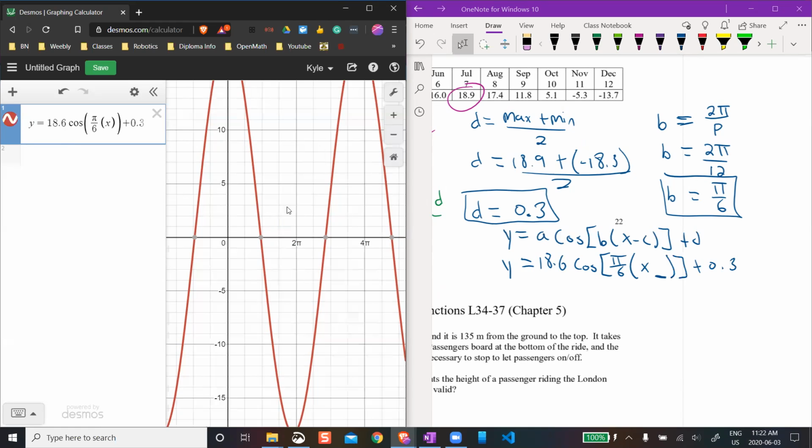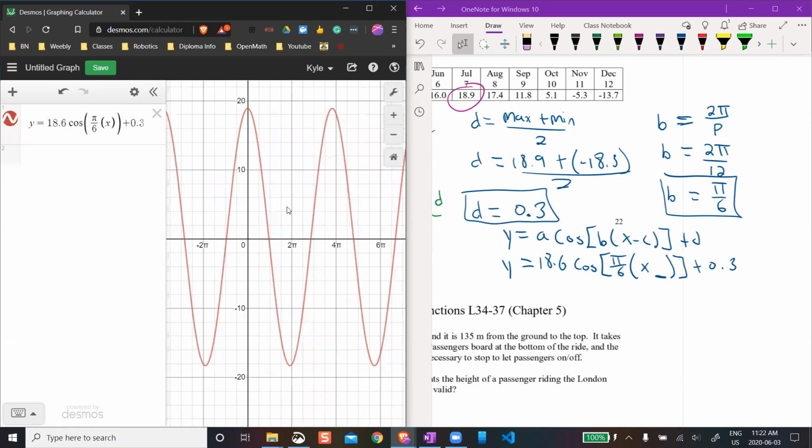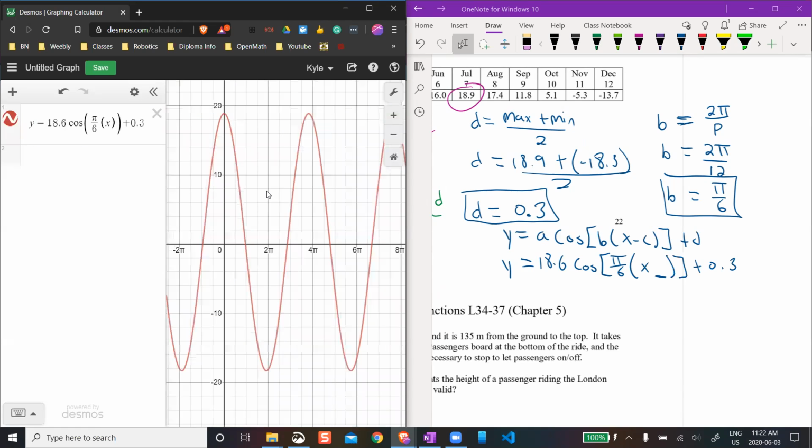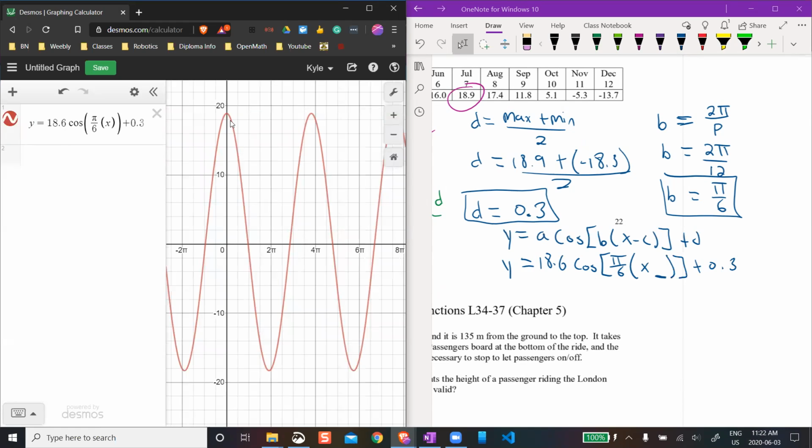All right, so this makes sense, right? This is a standard cos graph. Remember, cos starts up at the top. If this would have been a sine graph, which we could have done, it would have started at the origin and went up. That's the only difference between cos and sine. Ours is cos, so we started at the top.